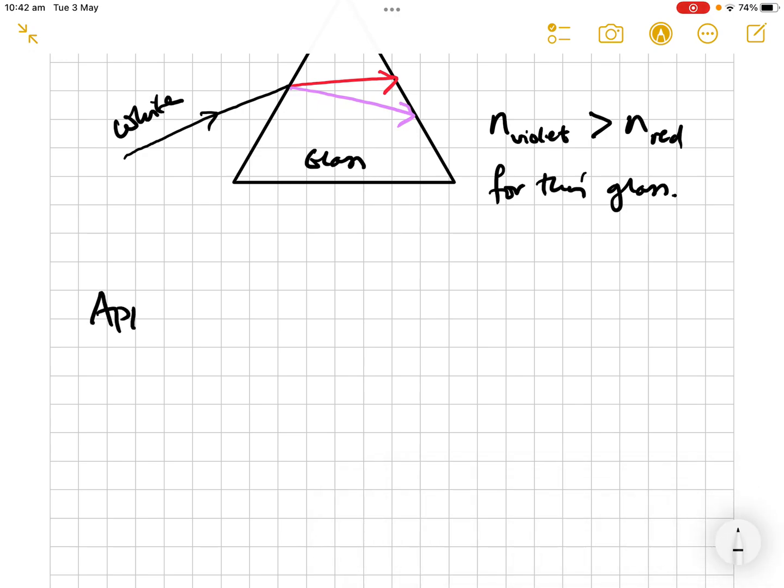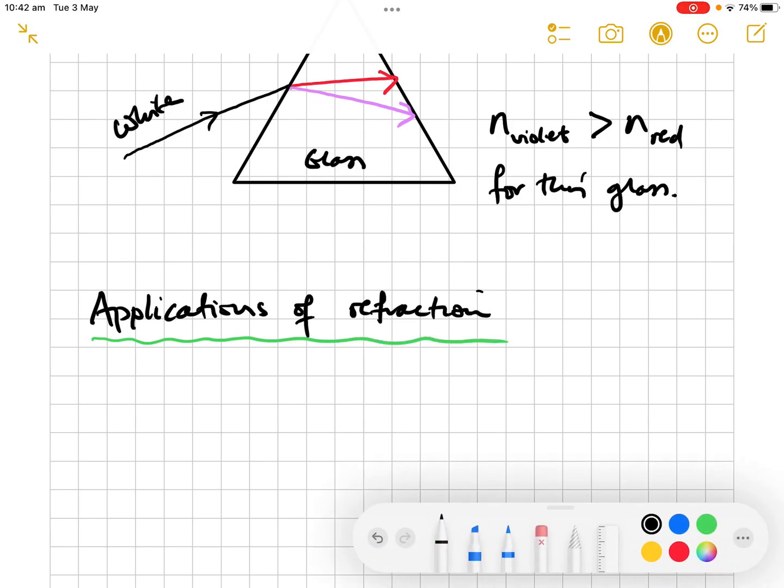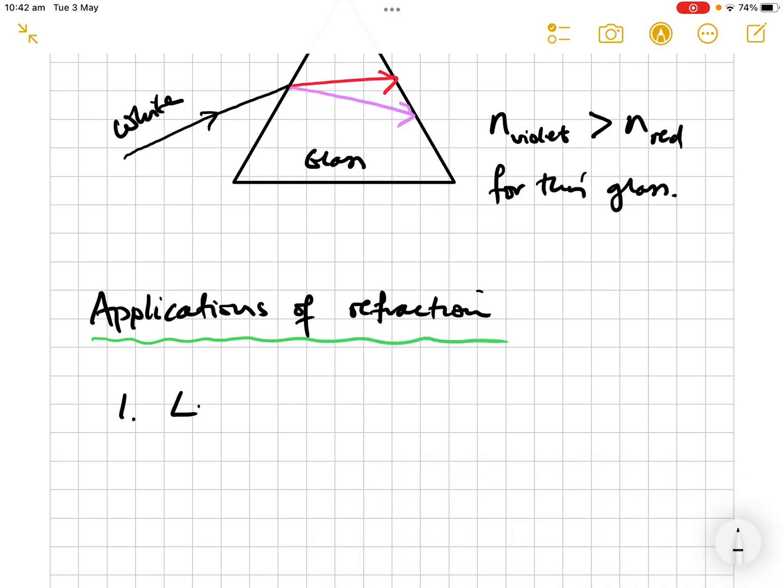Finally, applications of refraction. Well, the most familiar one, of course, is lenses. Lenses are used in glasses, in cameras, video cameras, still photograph cameras, contact lenses. We use these all the time.